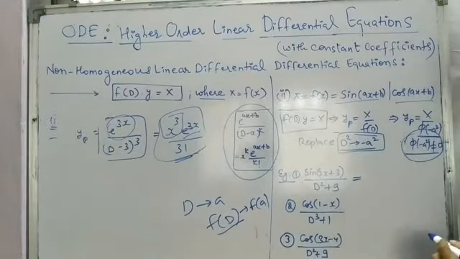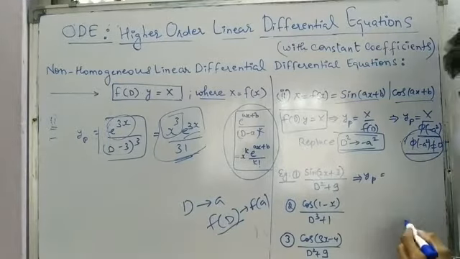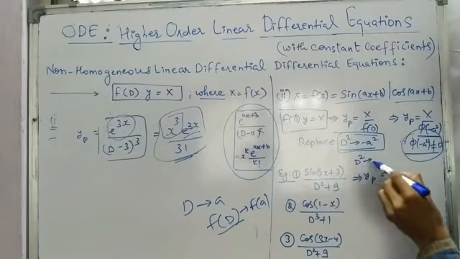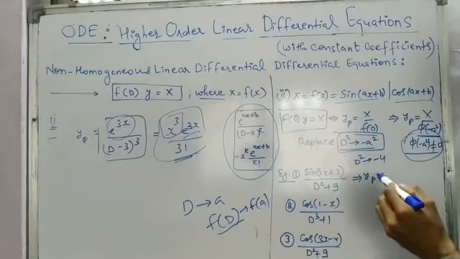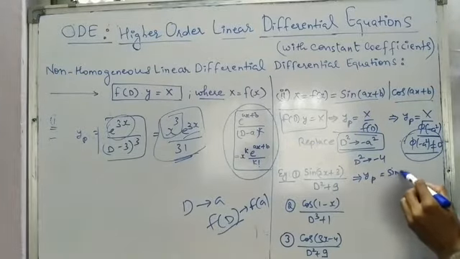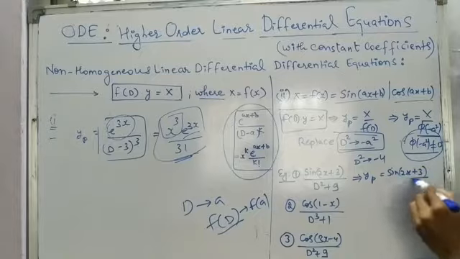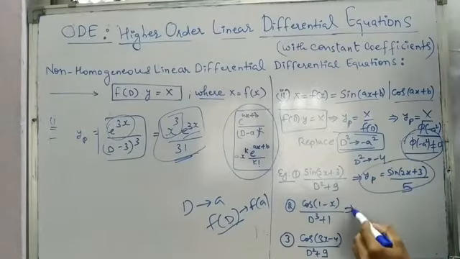In the first case, the particular integral is nothing but (sin 2x plus 3) upon (D square plus 9). So replace D square by minus a square. Here a is nothing but 2, so minus a square is minus 4. So replace D square by minus 4, and minus 4 plus 9 is nothing but 5. So this is going to be our particular integral.